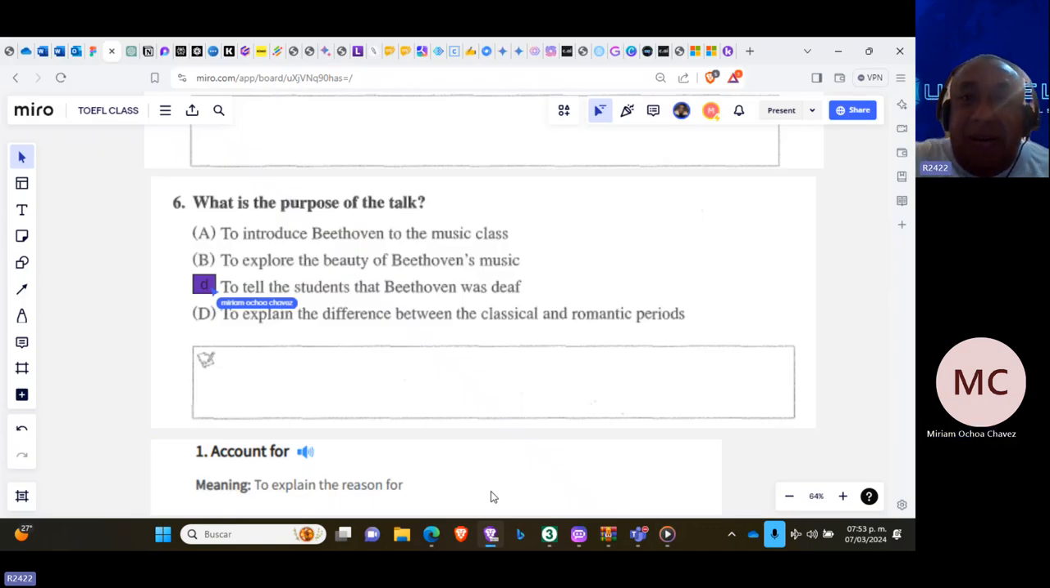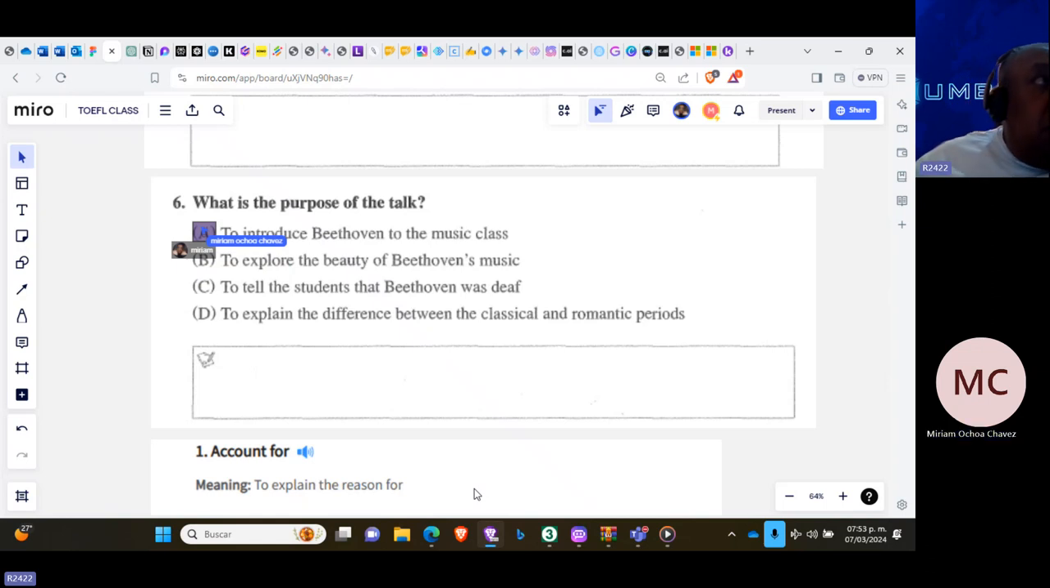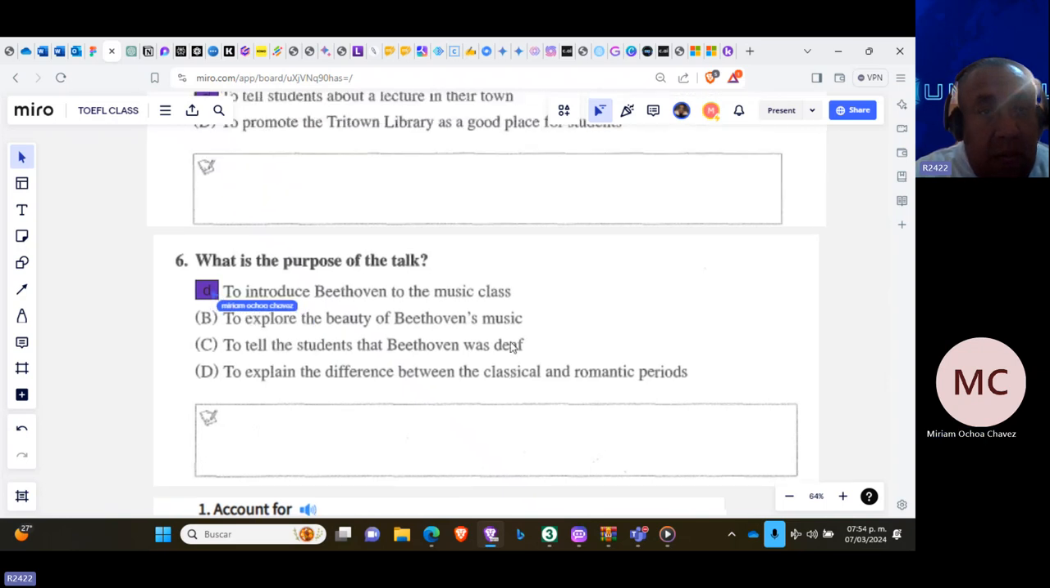Number 6. Listen to a music teacher talking to a class. Beethoven is a well-known composer that you have probably heard of before. Beethoven wrote his music from the very end of the classical period into the romantic period. He is often considered the first romantic composer. His music is so powerful, beautiful, and awesome. These accomplishments are particularly impressive as Beethoven was deaf. What is the purpose of the talk?